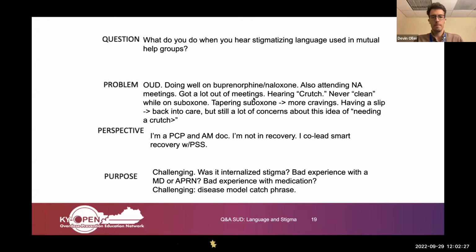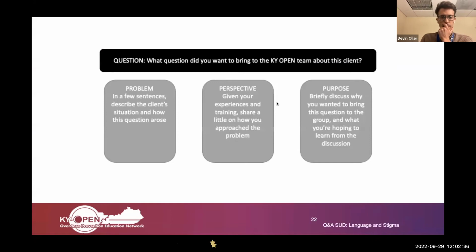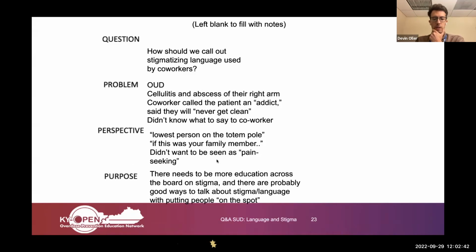Okay. Let's jump into case 2. So again, same framework here, problem, perspective, and purpose. So this was somebody basically asking how we should call out stigmatizing language used by coworkers.